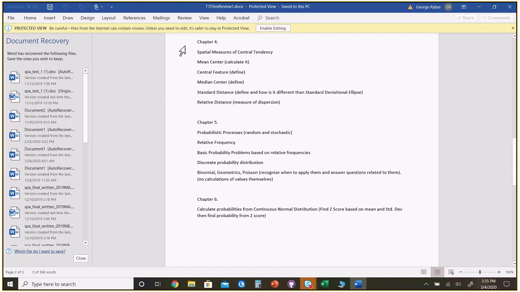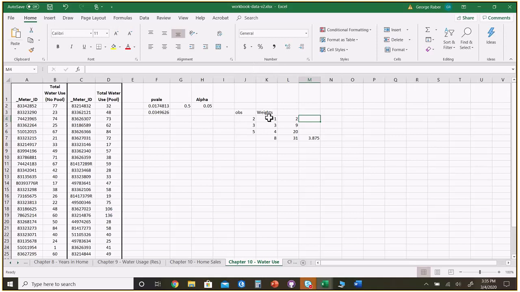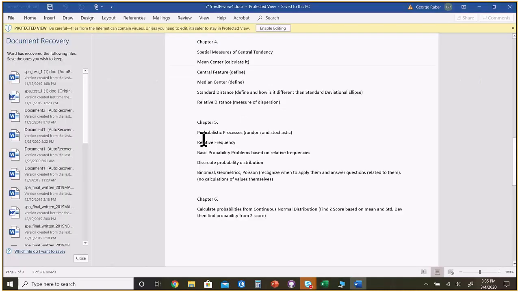All right. No problem. Chapter 4. Here, you're going to have to do a spatial measure of central tendency. You are going to have to calculate mean center. And it basically is the same formula as before, except you're going to have X's and Y's instead of just observations. Again, I'm not going to have you calculate the standard distance. You only have to define it, or the weighted standard distance. So just mean center. No standard distance.